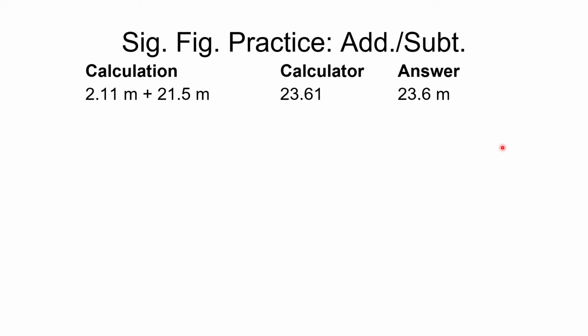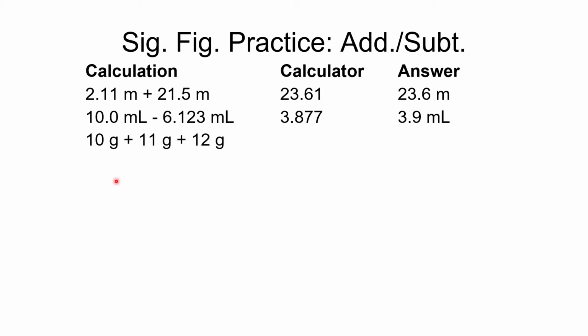Now, that one's pretty easy. But let's do a couple more here. So 10.0 minus 6.123. Well, the last sig fig here is in the tenths place. The last sig fig here is in the thousandths place. The one of those that is the least to the right is the tenths place. So when we have our calculator answer of 3.877, we're going to need to round that to the tenths place. So this will become 3.9.